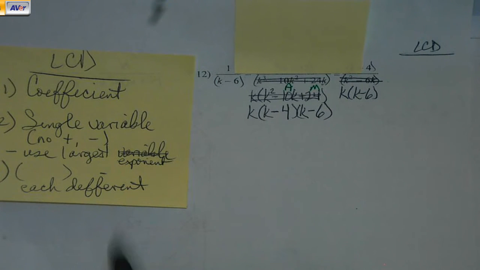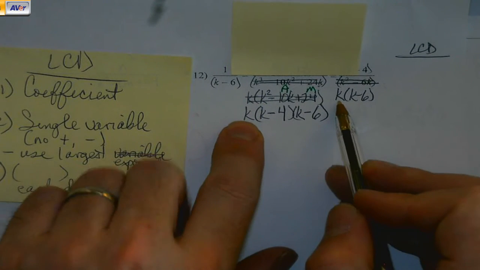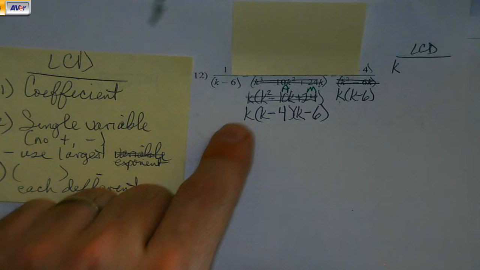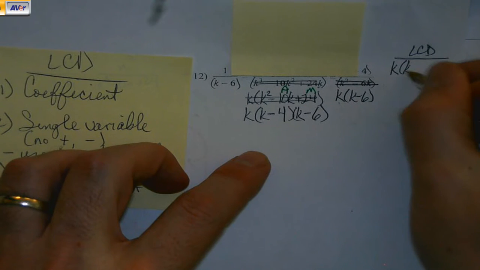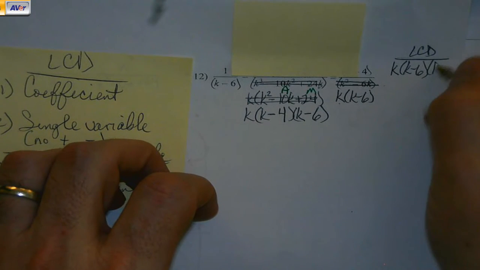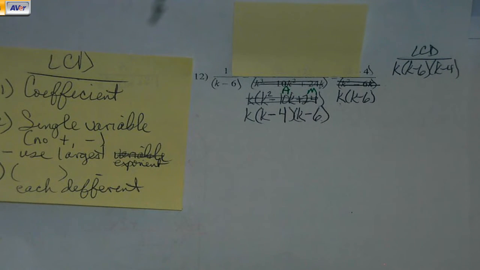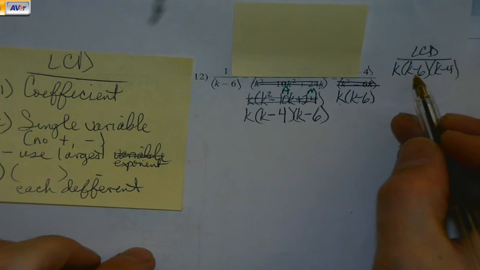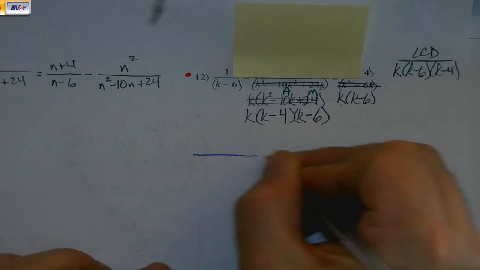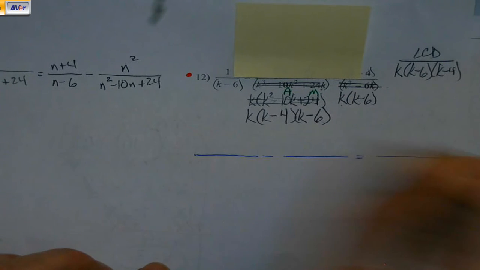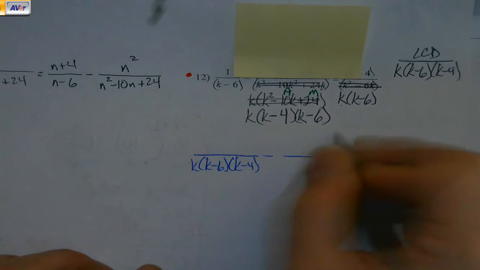Now I can do the checklist. Coefficients, nope, no numbers in front. Single variable, yes, there's a K hanging out here on its own. So that's part. And then each set of parentheses I see. I see K minus 6. I see K minus 4. And then they repeat, I don't need them all. I've got the K minus 6, don't have to write that anymore. So that's going to be my LCD. This one's a little bit chunky, but that'll happen occasionally.